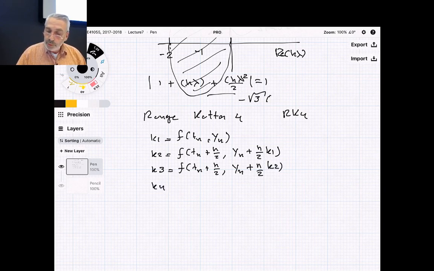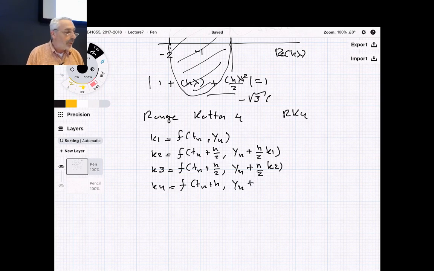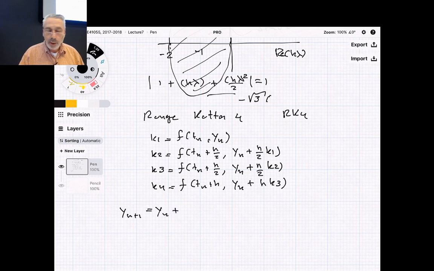And of course we have to get at the end, so I say, well, the end point, t plus h, I take y_n. What approximation? What derivative do I take? K3, and then h times K3, apparently. So this is a very natural way to calculate all these derivatives. And then a new value, y_n+1 equals y_n plus h over 6, and then K1 plus 2K2 plus 2K3 plus K4.